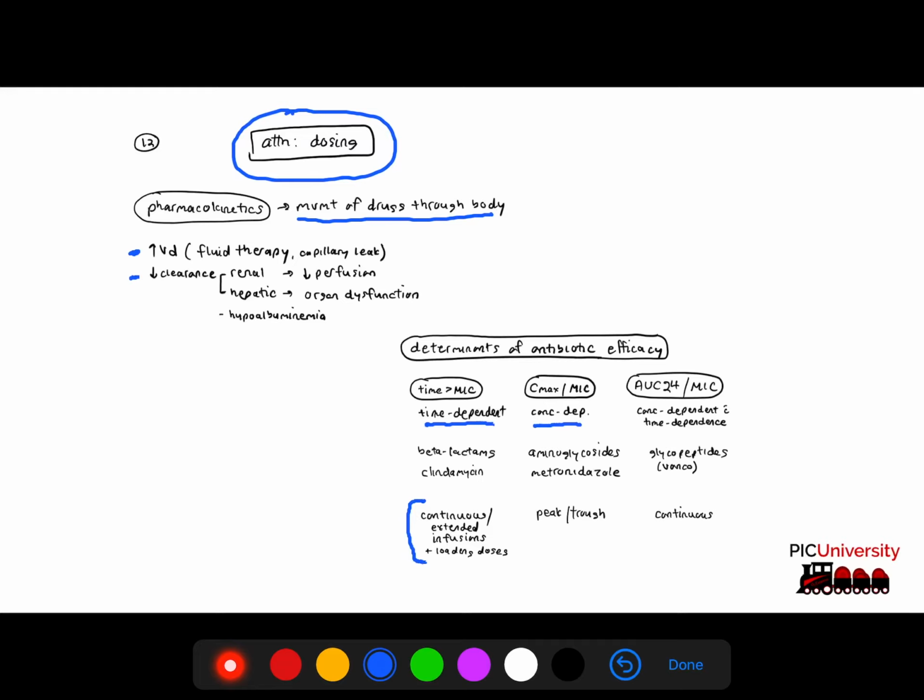For antibiotics that are concentration dependent, such as aminoglycosides or metronidazole, it's important to monitor both peak and trough levels to improve efficacy and limit toxicity. And then for those classes of drugs that are concentration dependent with time dependence, in particular vancomycin, there is some evidence to suggest that continuous infusion of vancomycin may be somewhat efficacious in improving your antibiotic potency.